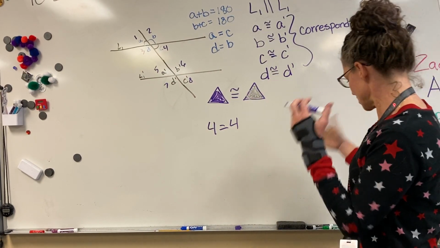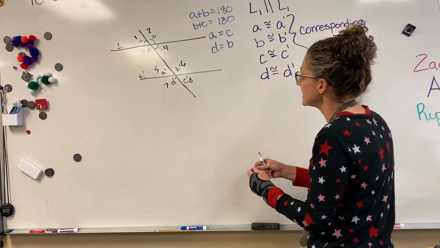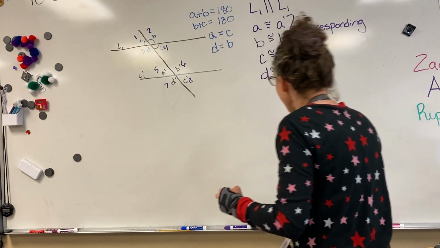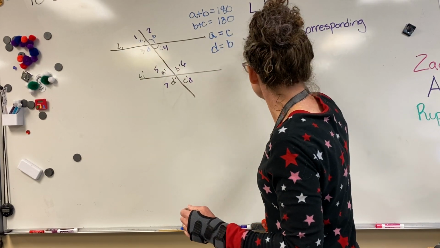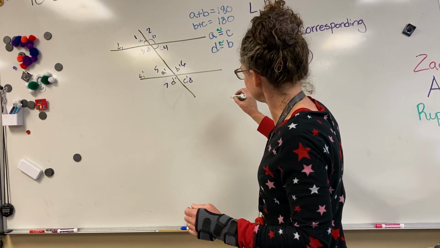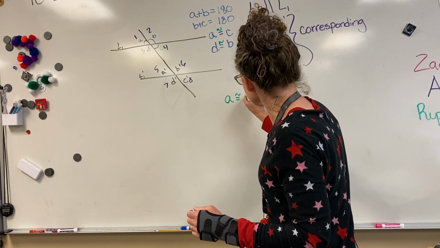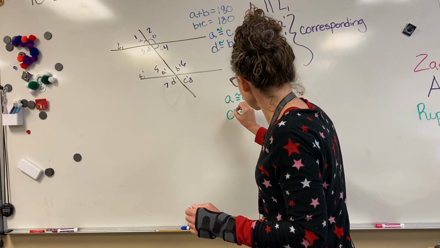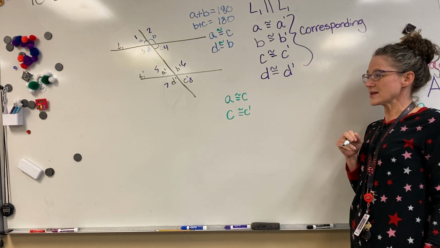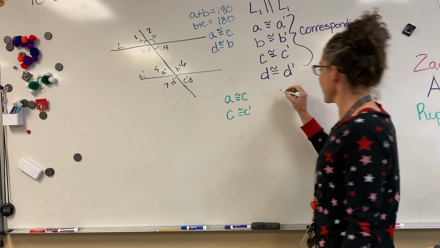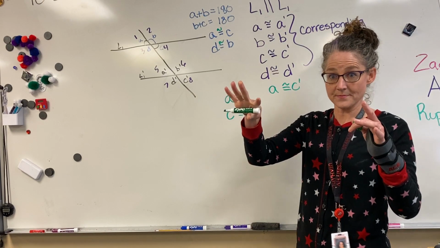Let's look at some other relationships though, because there are other things going on here. I know up here that A and C are congruent. A is congruent to C. So if A is congruent to C and C is congruent to C prime, what do I know about A and C prime? They're congruent. A and C prime are congruent. Do you guys see that?